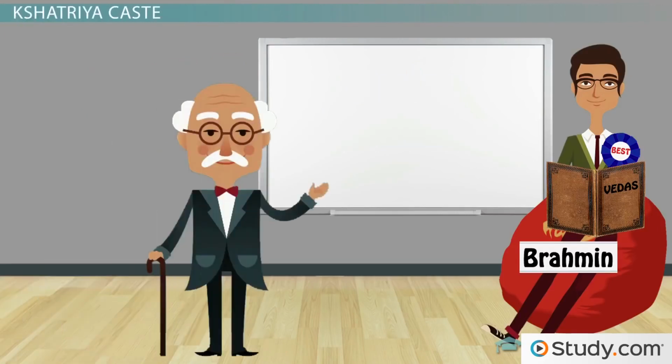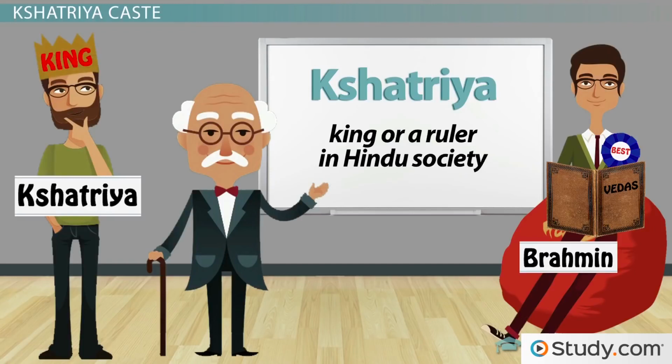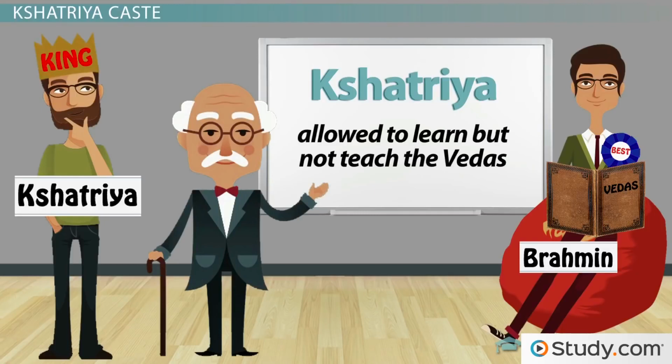After about 5 minutes into Bart the Brahmin's recitations, Mr. Scote told Kirk, our Kshatriya, that he could sit down next to Bart and listen as he continued to read. He then informed us that as the member of the Kshatriya caste, Kirk would have been a king or a ruler in Hindu society. As a member of this caste, Kirk the Kshatriya was allowed to learn but not teach the Vedas. In other words, Kirk was also a big shot.